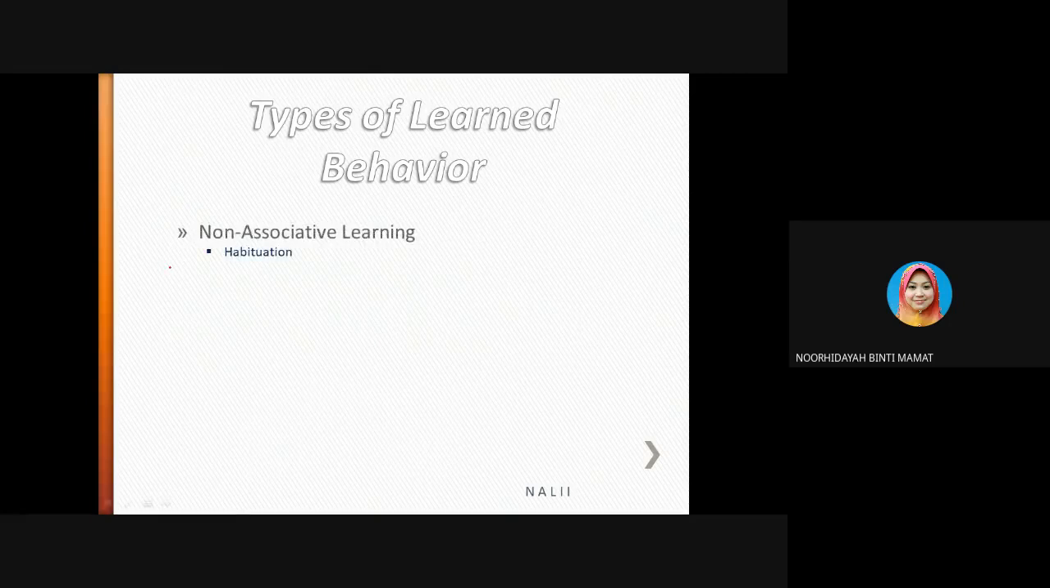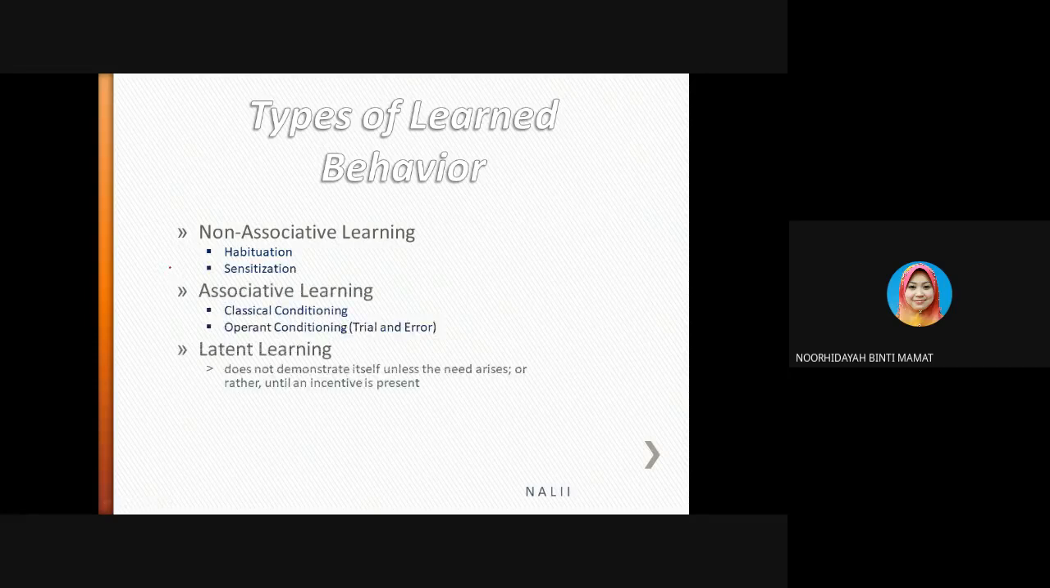So we move to the types of learned behavior. Just now, for innate behavior, we have two types, which are automatic and instinctive. While for learned behavior, we have five. The first one is non-associative learning. So we will have habituation behavior, or we have sensitization.